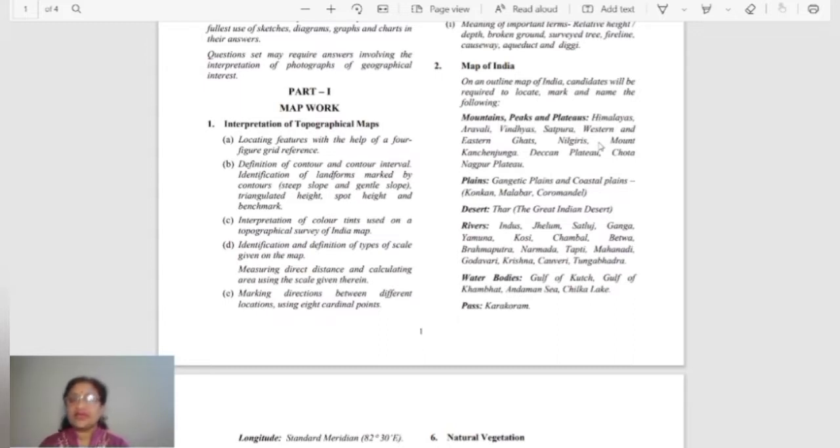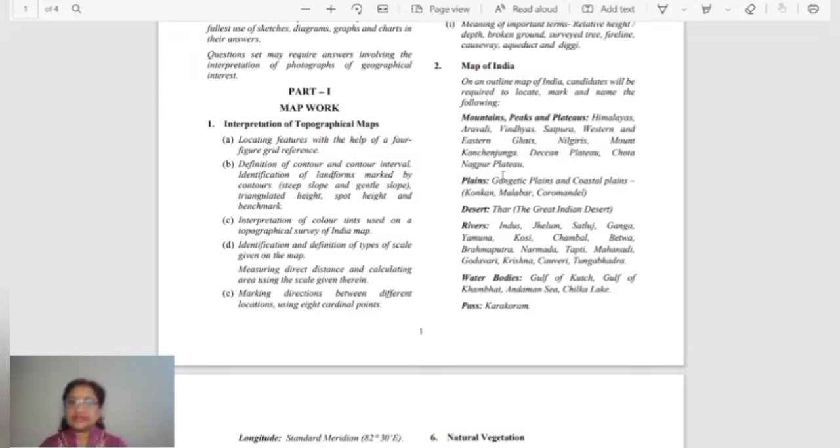The 2 peaks we had to mark first were Mount Kanchenjunga and Mount K2, Godwin Austen. Now Mount K2 is not there in the reduced syllabus. Only Mount Kanchenjunga is there. So this is about the mountains, peaks and plateaus.